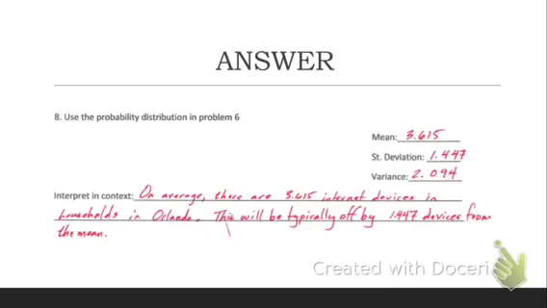Now, the mean for problem number 6 was 3 and 615 thousandths. The standard deviation was 1 and 447 thousandths. The variance was 2 and 94 thousandths. And to interpret the context, on average, there are 3 and 615 thousandths internet devices in households in Orlando. This will typically be off by the standard deviation of 1 and 447 thousandths from the mean.